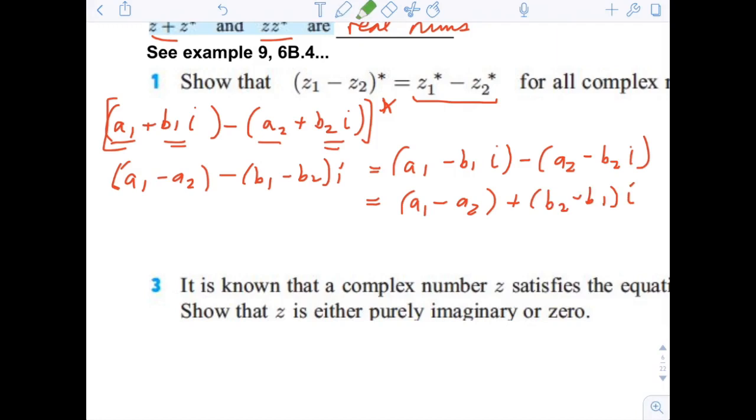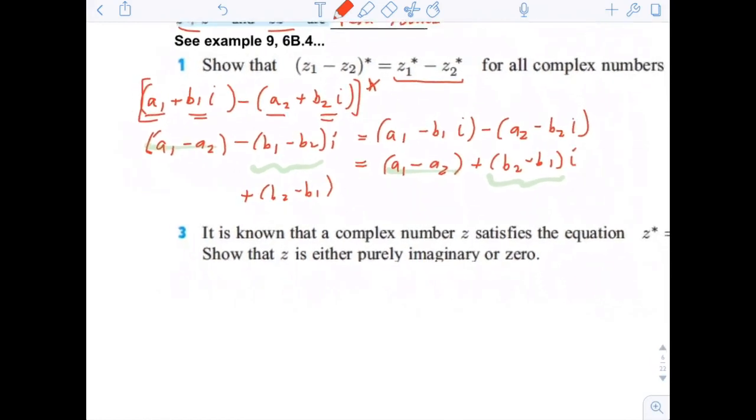And if you compare these two, this is equal to this. This, if you manipulate a little bit, is the same as this. Like, for example, negative b1 minus b2 is the same as positive b2 minus b1, right? So we've shown that both are equal, and we're fine.